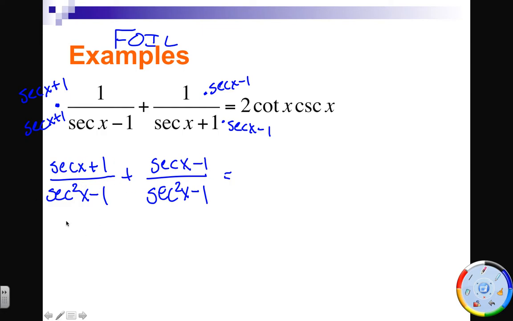Secant x plus secant x is 2 secant x. Well, that's good, actually, because notice I have a 2, and that's actually what I want here. I have a 2 in the final product, so it's looking promising. All right, so secant x, well, I have a +1 plus -1. That makes 0. That's nice.